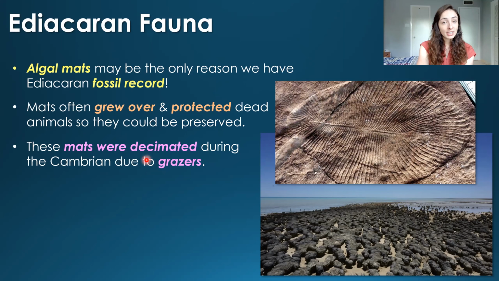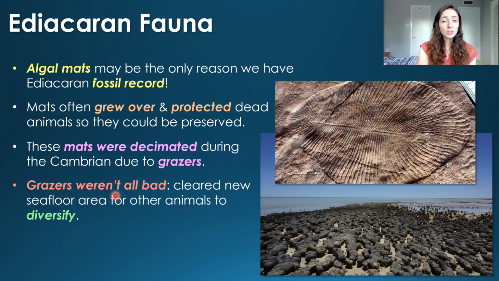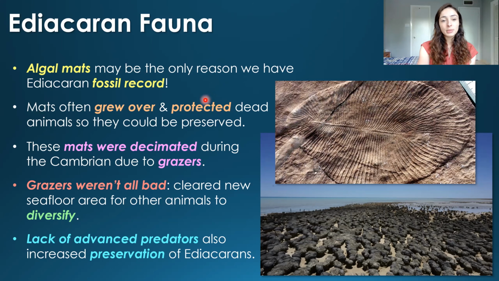However, like I mentioned, in the Cambrian, these mats majorly declined because of grazers. These grazers weren't all bad, though. They were bad to the stromatolites, but they cleared new seafloor for other animals to diversify. So they helped along the diversification of animals in the Cambrian. However, one more thing that might have helped Ediacaran fauna be protected and preserved more often than later fauna is the lack of advanced predators. There were advanced predators that evolved in the Cambrian, but before that, there were not very advanced predators, so that helped the lack of disturbance of the animals after death.